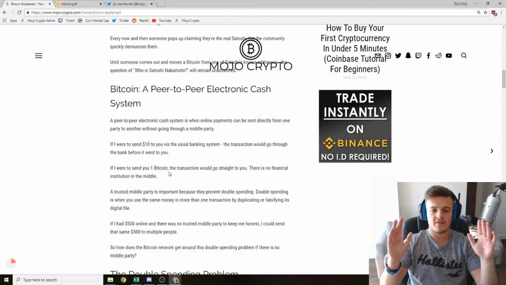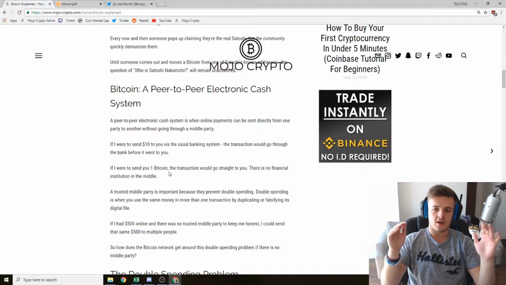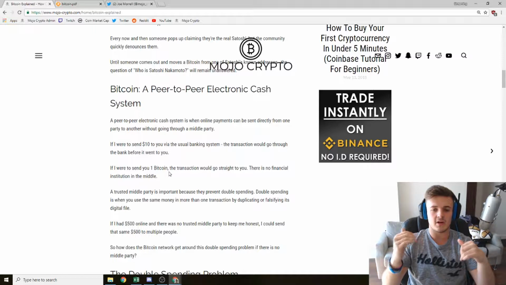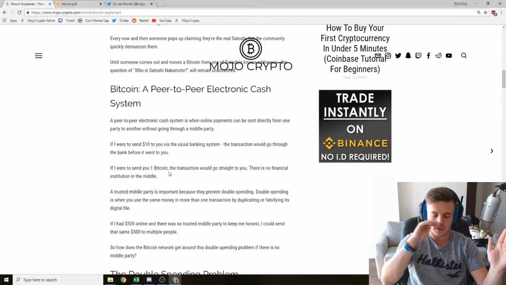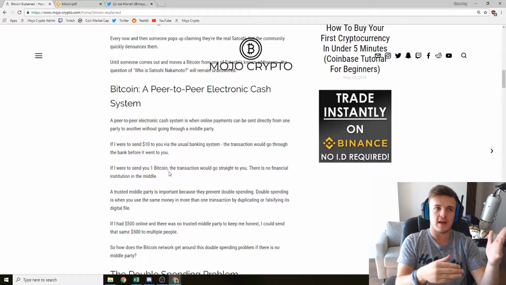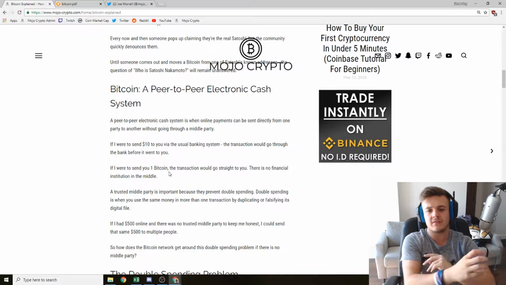There's no financial third party in the middle, which is very important. A trusted third party is actually important for the current banking system because of the double spending problem. So what is the double spending problem? We're going to dive down that. Let's say we've got a normal amount of money, say £10. If I give you that £10, I no longer have that £10 because I've handed it over to you. You could argue that I can make a fake £10, but that's incredibly difficult to do.